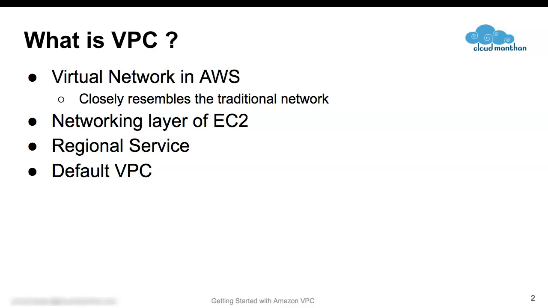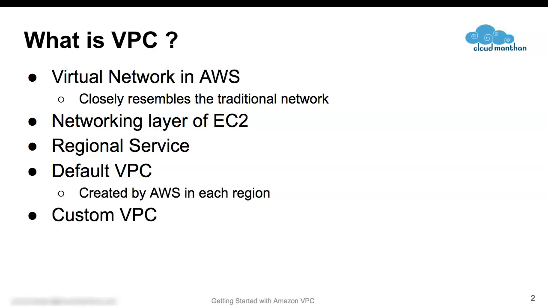Whenever you open an AWS account, you will always find there is a VPC which is called default VPC. Now this VPC is already created by AWS for you. We are going to look at how to create custom VPC. So custom VPC is nothing but the VPC which you create.